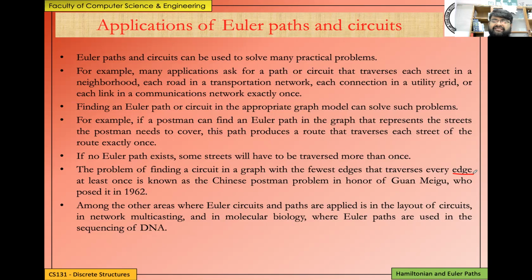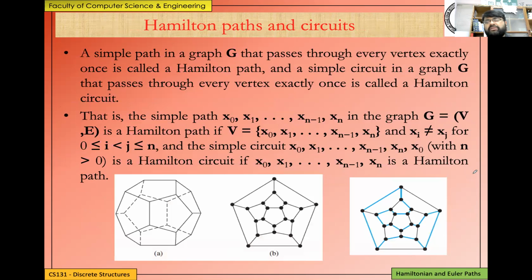But this is very clear that Euler paths and Euler circuits have a lot of applications in a lot of different fields. So let's talk about the other topic that is supposed to be discussed in this particular lecture, which is Hamilton paths and Hamilton circuits. A simple path in a graph G that passes through every vertex exactly once is called a Hamilton path. And a simple circuit in a graph G that passes through every vertex exactly once is called a Hamilton circuit.